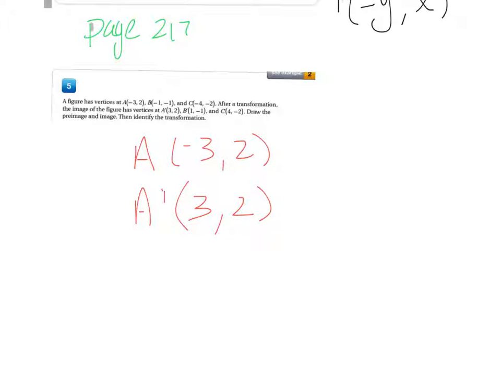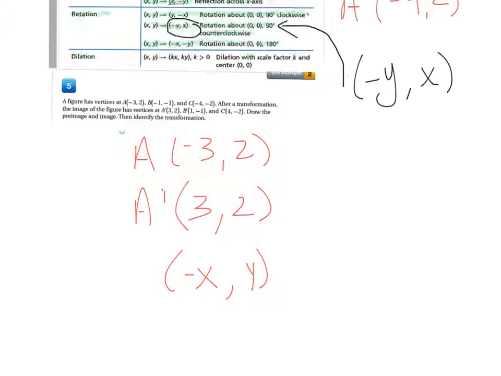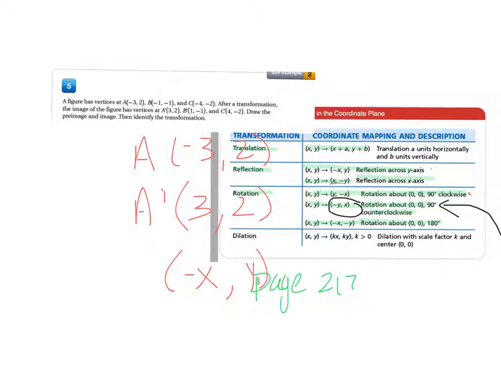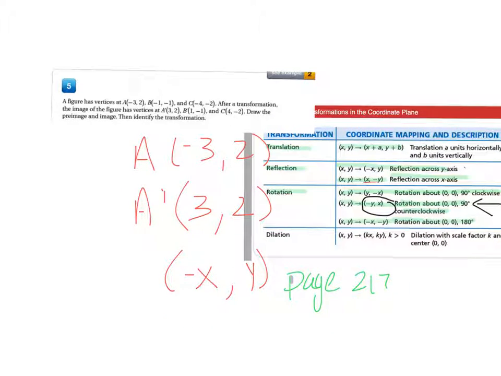from the A to the A prime, what happened was the x became the opposite sign. So I'm going to write that as negative x, and the y remained the same. So negative x, y. Then I'm going to go to my chart and see which transformation had negative x, y. If you can kind of see, buried in here, the negative x, y is right, let me pick a different color here. Negative x, y is a reflection across the y-axis, where the y remains the same and the x becomes the opposite.